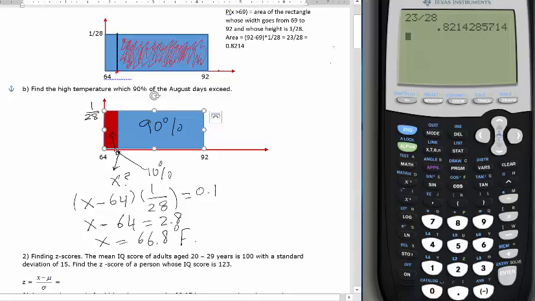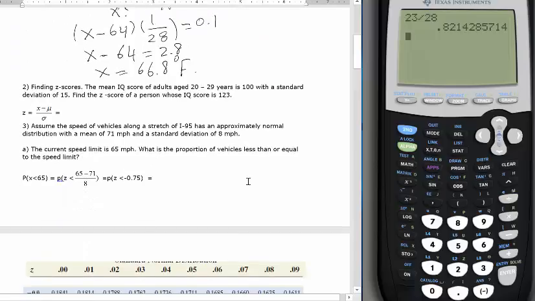So that is everything that you need to know about uniform distributions. I'm going to go to the next exercise now.